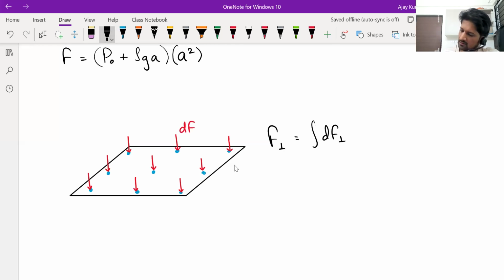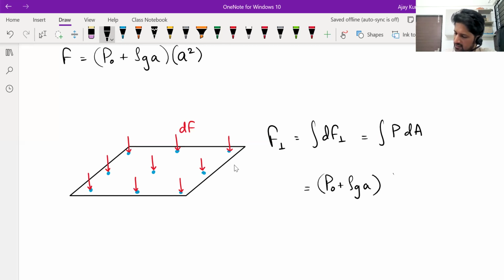Which is the integral of pressure multiplied with a small area. Pressure is the same everywhere on the base, so you can put it outside the integral. P naught plus rho g a multiplied with the integral over the area of the base. Integral dA, which is a small patch of area on the base, becomes the total area of the base, a square. That is actually what we did.